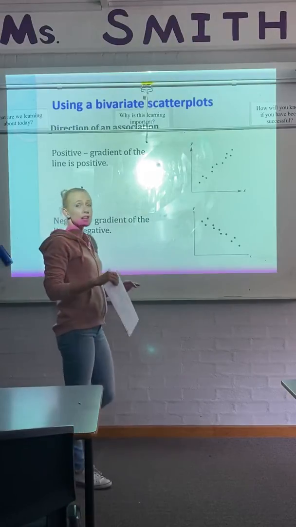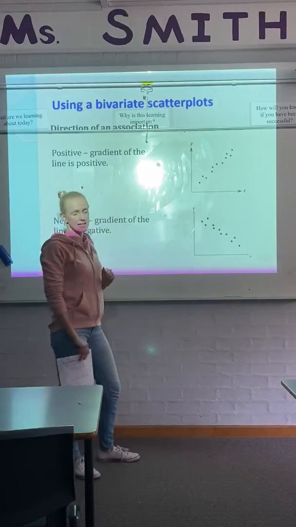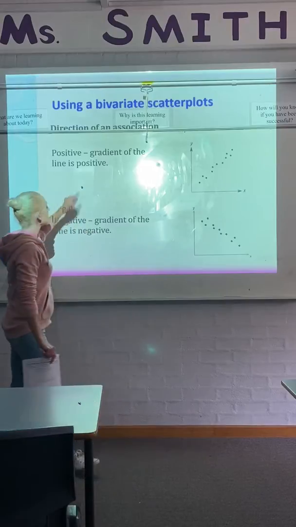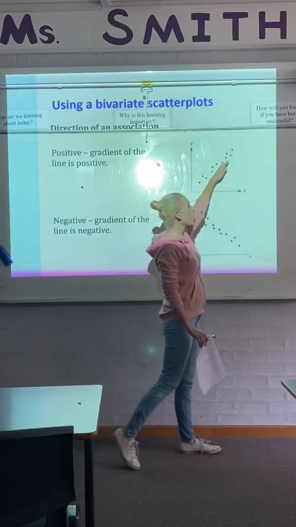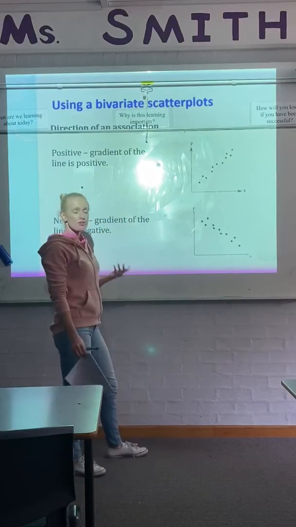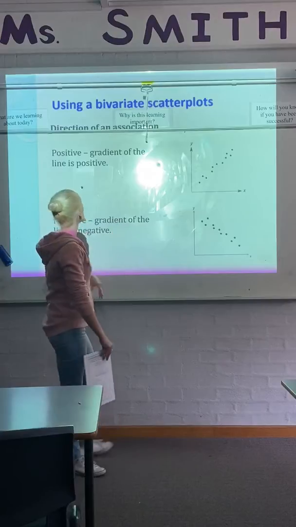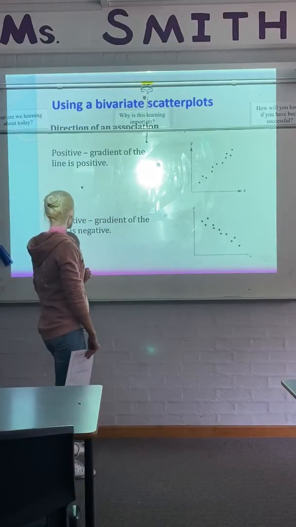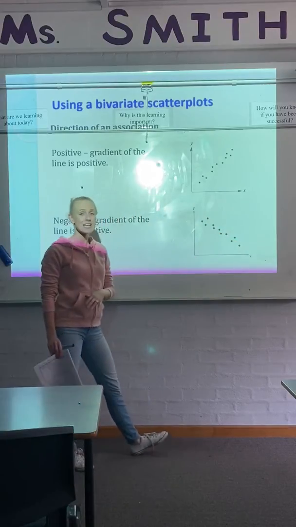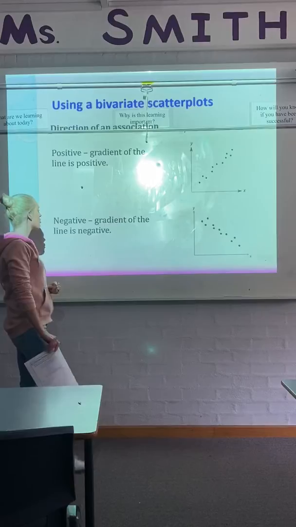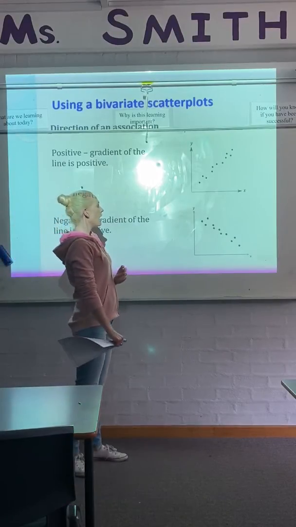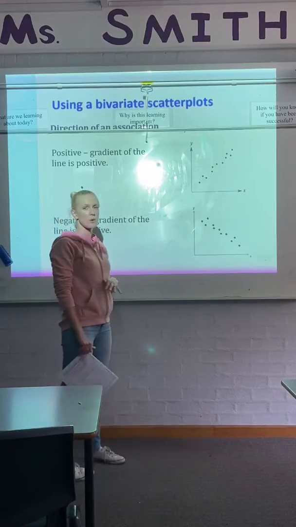Okay, then we have the direction of an association. Just looking at the linear form now, we have two directions that our lines go in. The first one is positive. Our dots or our line is increasing from left to right, it's going up. So the gradient of the line would be positive, so it has a positive association. Negative, our dots form a line that's going downwards, so it's decreasing. So we say that the gradient of the line is negative, and that's the negative association between the two variables.